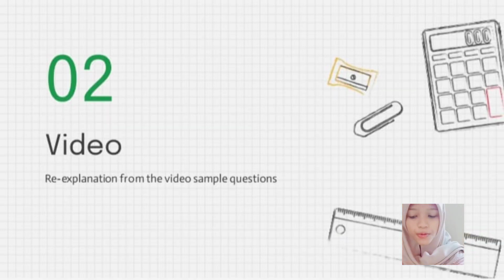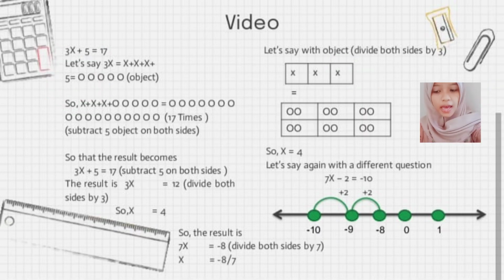Alright, we move to the video, and I will re-explain from the video's sample question. We have 3x plus 5 equals 17. So let's say 3x is x, and 5 is 5 objects. So we can say O plus O plus O plus O plus O.